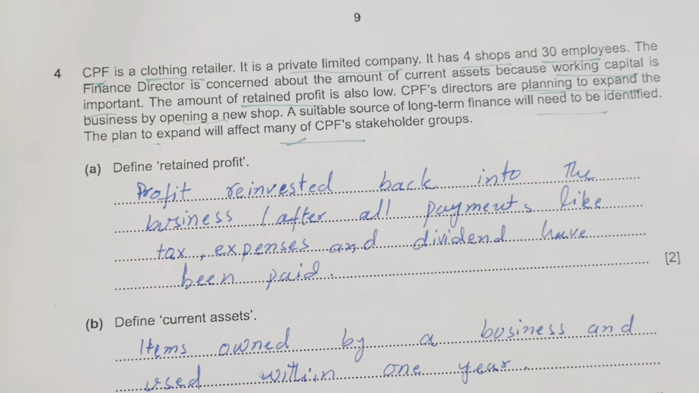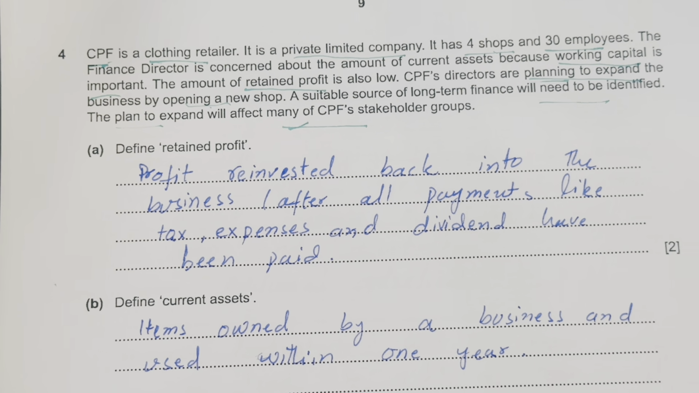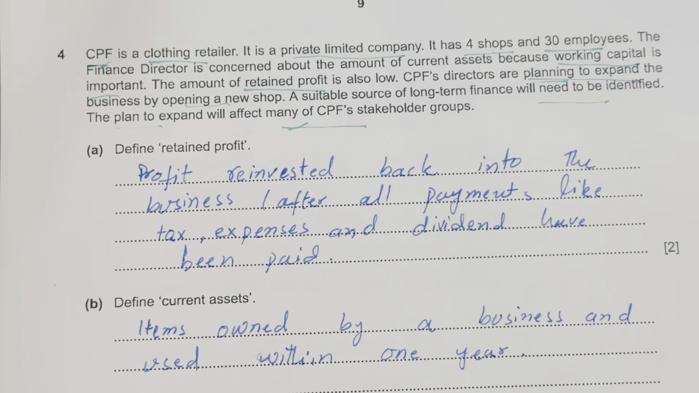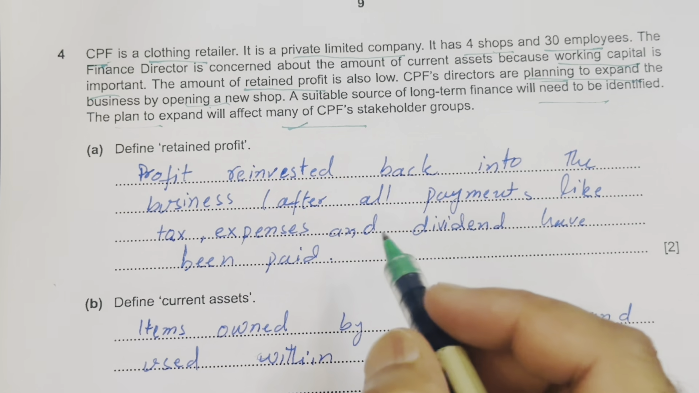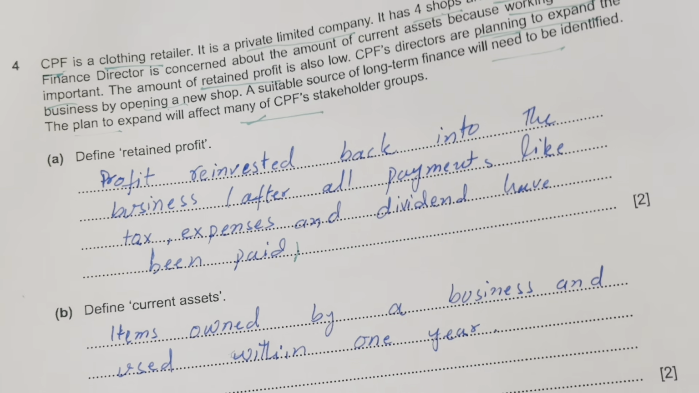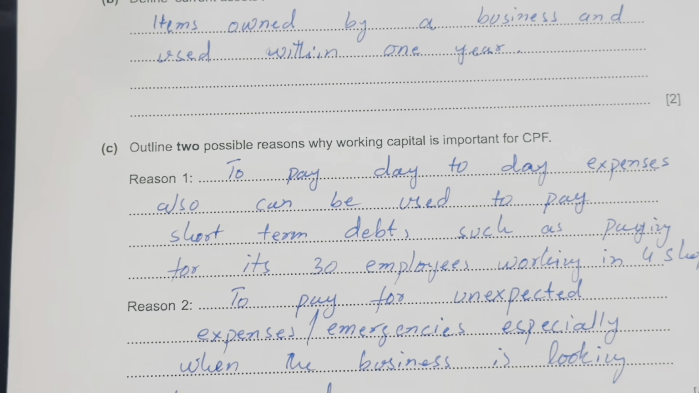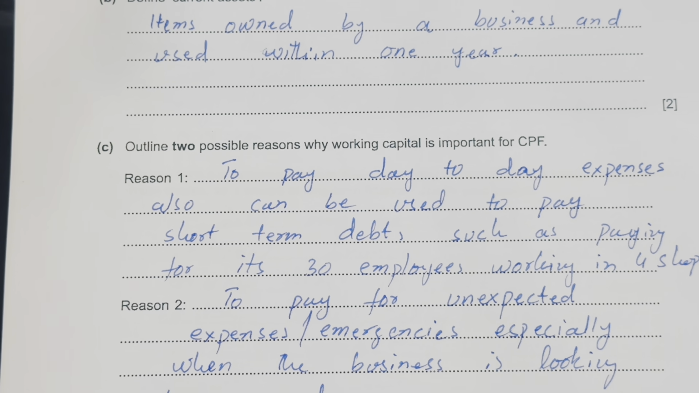Define retained profit. Profit reinvested back into the business after all the payments like taxes, expenses, and dividends have been paid. So this is known as retained profit or retained earnings. What is meant by current asset, or define current asset in the B part? Items owned by the business and used within 1 year. An accounting student would know the meaning of current asset. Like their inventory is also a current asset.